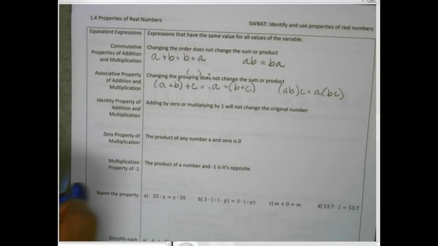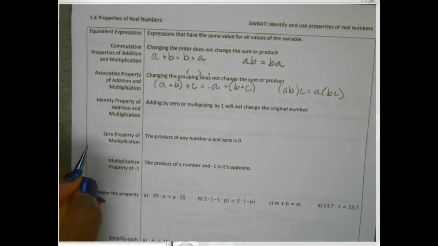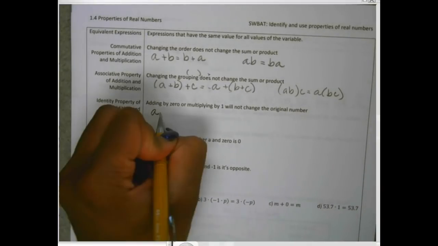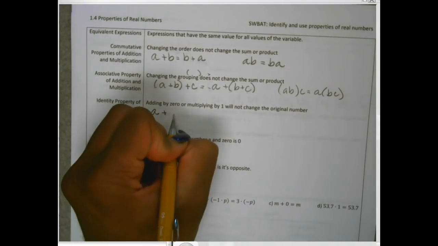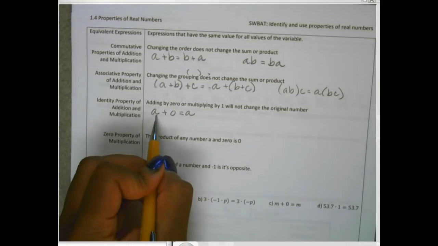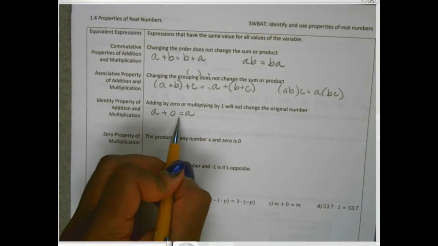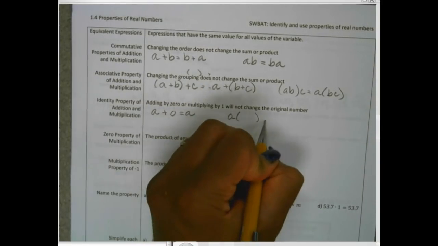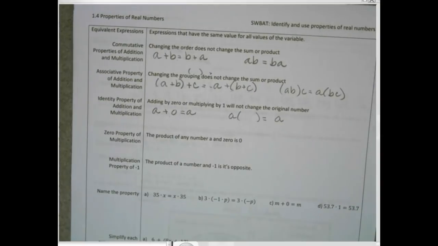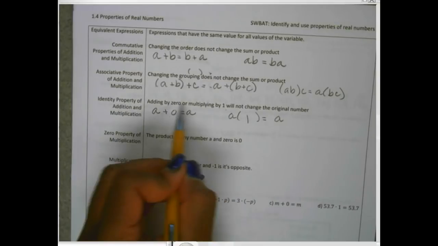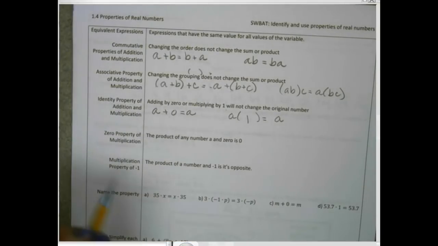Cool. Identity property, there's two types. One for addition, so adding 0. So identity means I should be able to keep my 0. Keep my, spoiler alert, keep my identity. So what could I add to A in order to stay A? 0. What could I multiply by A in order to keep my identity as A? 1. Multiplying by 1 and adding 0 will not change the result.